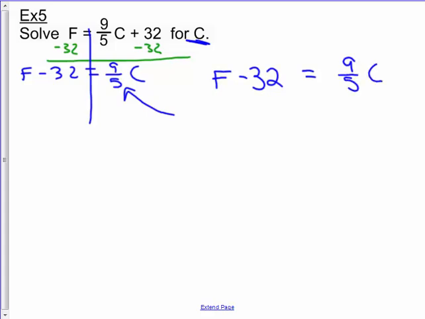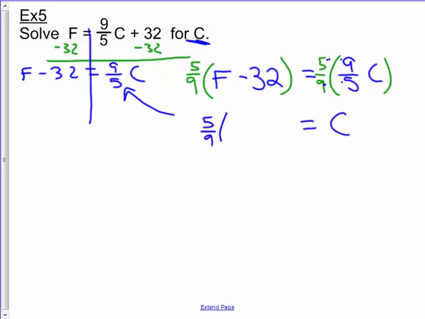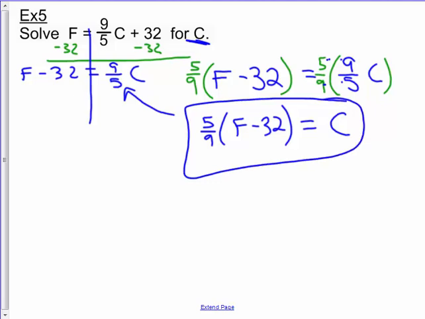So I'm just going to give myself a little bit more room here. So I'm going to multiply by 5/9 to the right-hand side. Remember, a number times its reciprocal is 1 here. So if I do it to one side, I have to do it to the other, and I have to do it to everything on that side. That's why I put parentheses around the whole thing. 5/9 times 9/5, that just gives me 45 over 45, which is 1 here. So I have a C on the right-hand side. On the left-hand side, I have 5/9 times the quantity F minus 32. I can leave it like that. I don't have to distribute at all.